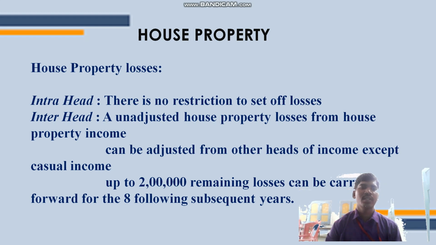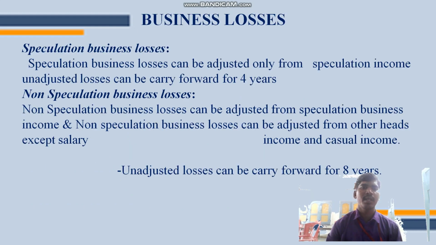So in order to adjust the house property losses inter-head, which is from the other heads, there is a limit: up to 2 lakhs can be adjusted. If it is exceeding 2 lakhs, only 2 lakhs can be adjusted. The remaining unadjusted losses can be carried forward for the 8 following years, and in the following years it can be adjusted. And then the business losses.